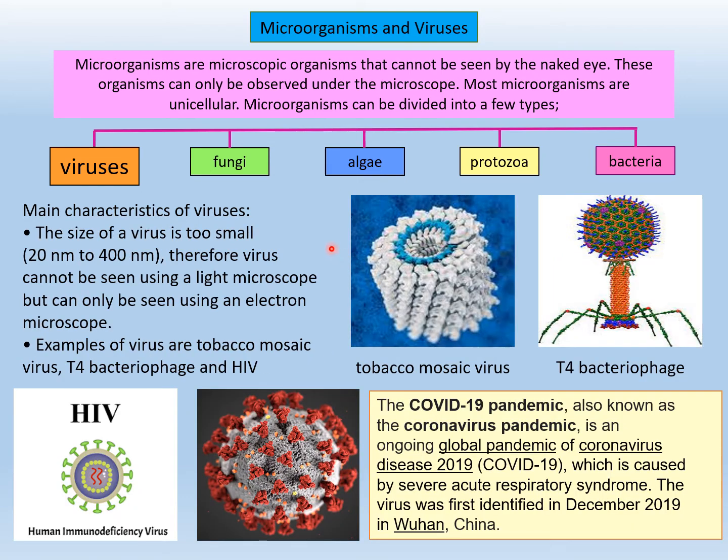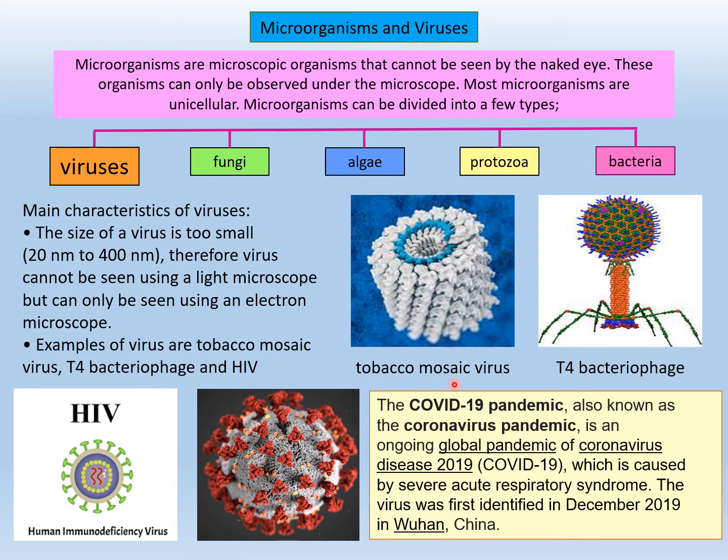The size of a virus is too small, about 20 nanometers to 400 nanometers. Therefore, viruses cannot be seen using a light microscope, but can only be seen using an electron microscope. An example of a virus is the tobacco mosaic virus.